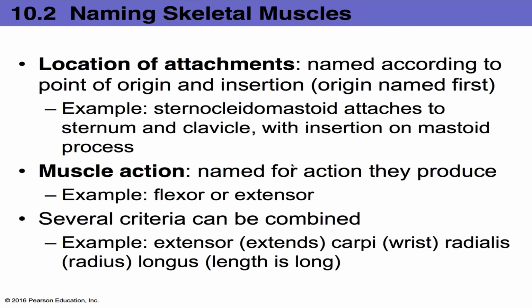Some muscles are named according to their points of origin and insertion. Now, the origin is always named first. So when you look at the example here, the sternocleidomastoid, this is one of the muscles of your neck. And this muscle has dual origins.